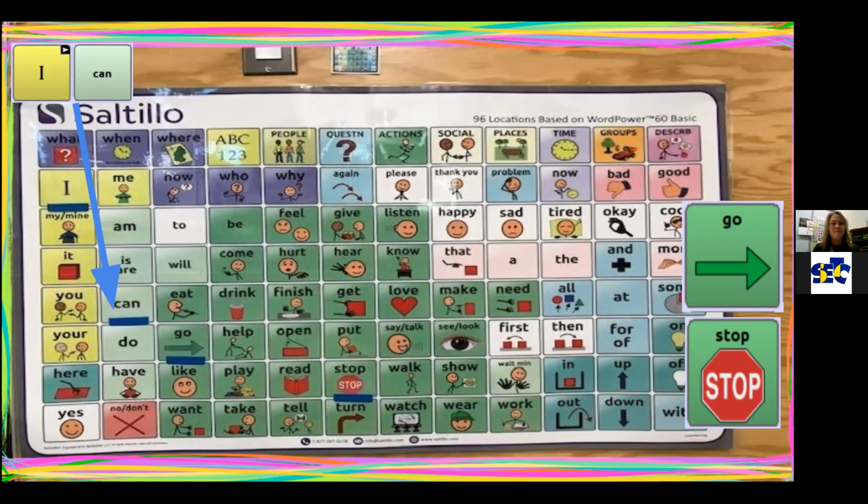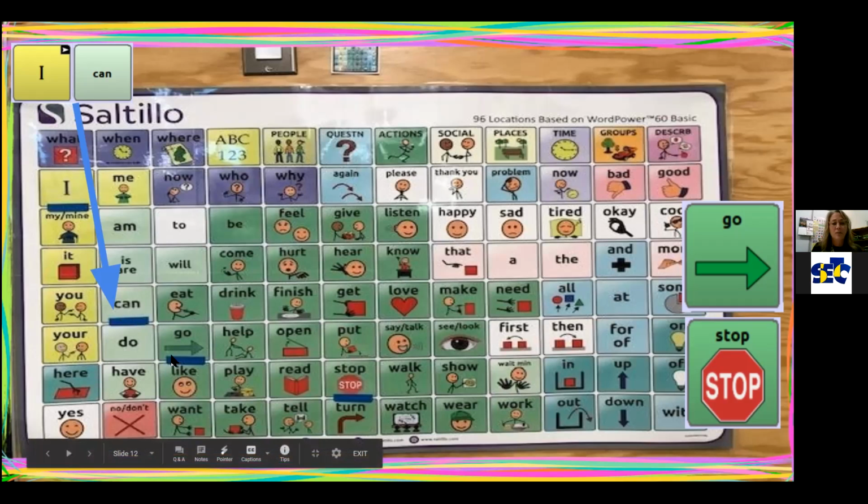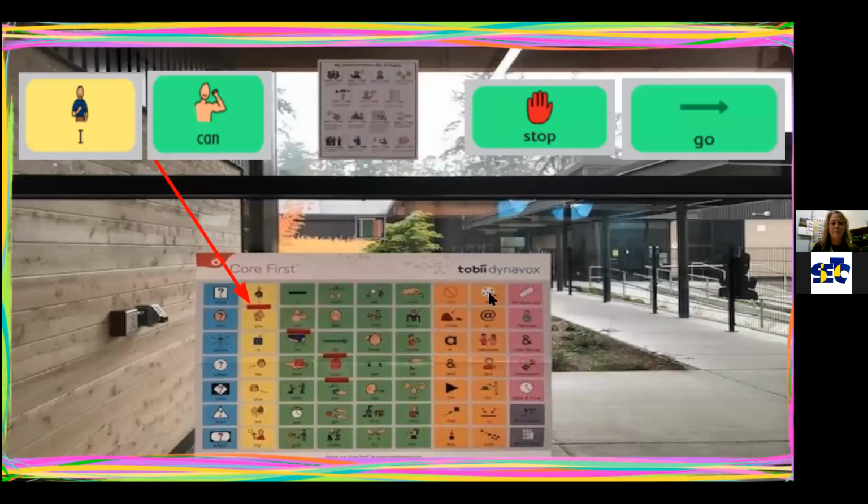So really easy. It's already set up. No one has messed with it. Kids have left it alone. They're washable. I have sanitized this over and over. So it's really been durable and it's really worked out well. So these are really great, these removable stickers. So I have the I can and go stop.